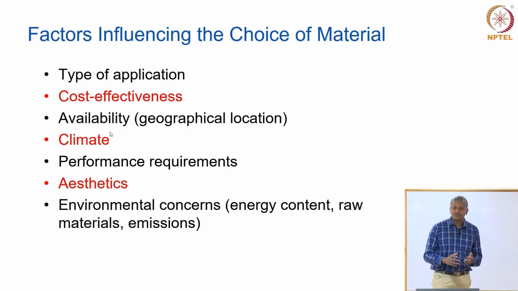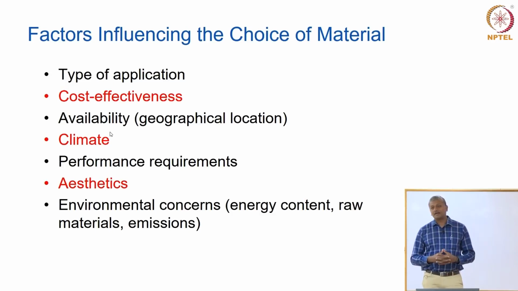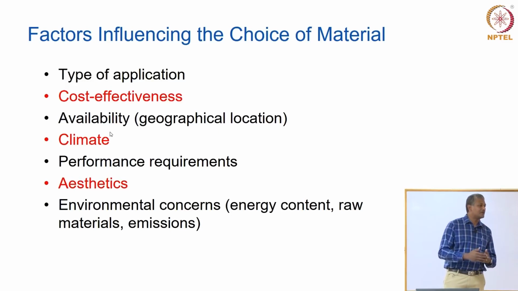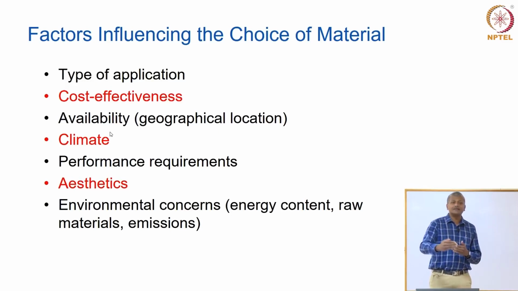The other aspect obviously is the performance requirements. What exactly do we want this material to do, right? What kind of engineering characteristics are expected from this type of material? So that's the performance requirement. Aesthetics, again, is an important factor. You obviously want to choose or build structures that look good. And in many circumstances, the same material may not give the ideal aesthetic qualities in different types of structures.